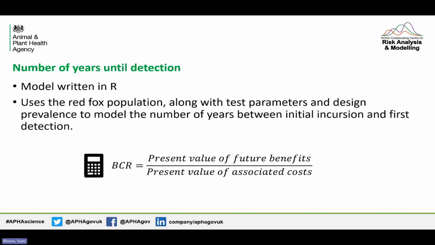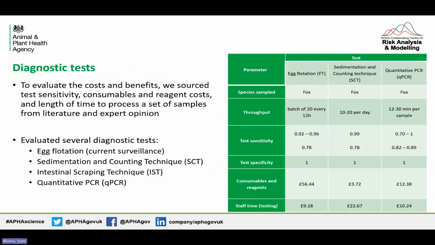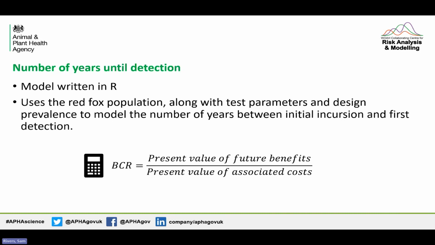And this is really important, because we may have a test, if I just flick back to here, we may have a test that is, for example, really expensive for consumables and reagents and staff time, but it might detect it in 18 months because it's particularly good at detecting pre-patent infections. And if we compare that against a test that is really cheap, let's say it's less than £3 and it costs an hour's worth of staff time, but detects it in 10 years, that would skew the benefit of the test effectively.